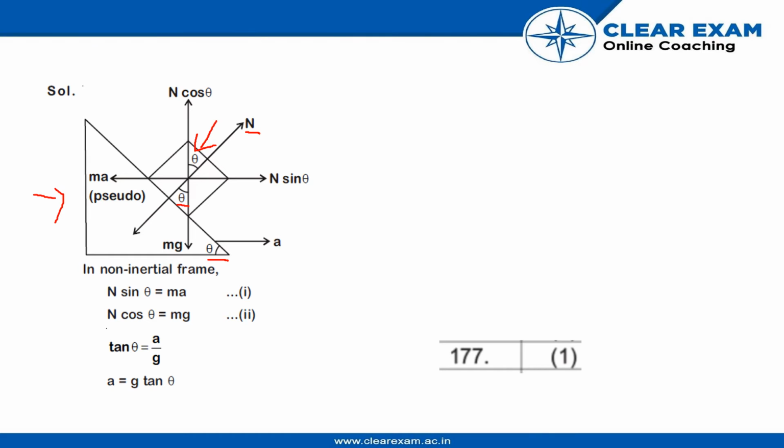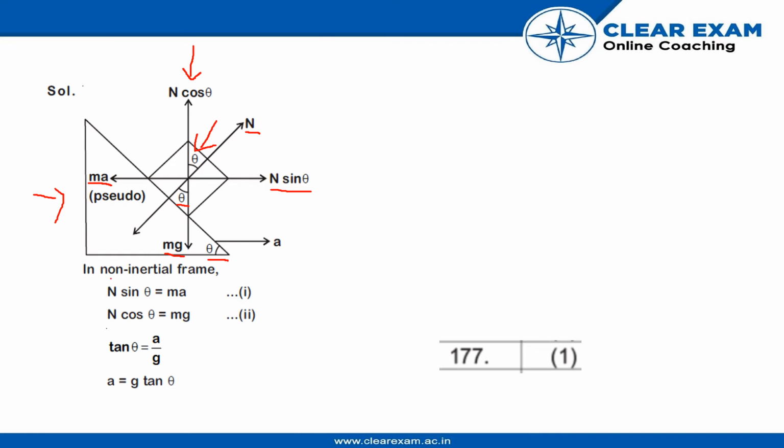Therefore, resolving the force on the x-axis and y-axis, we get N sine theta on the x-axis and N cos theta on the y-axis. We also know that the gravitational force mg will be acting in the downward direction, and we assume a pseudo force ma in order to keep this stationary.